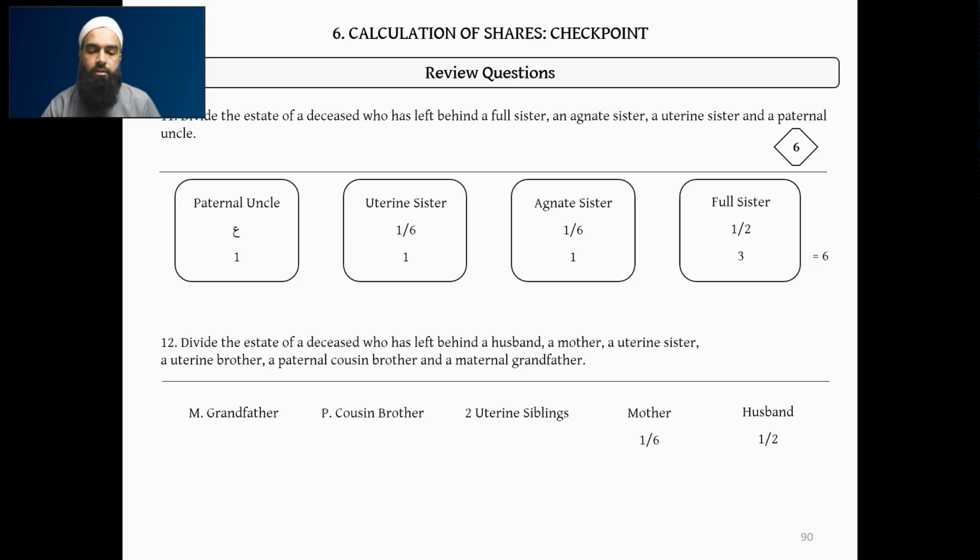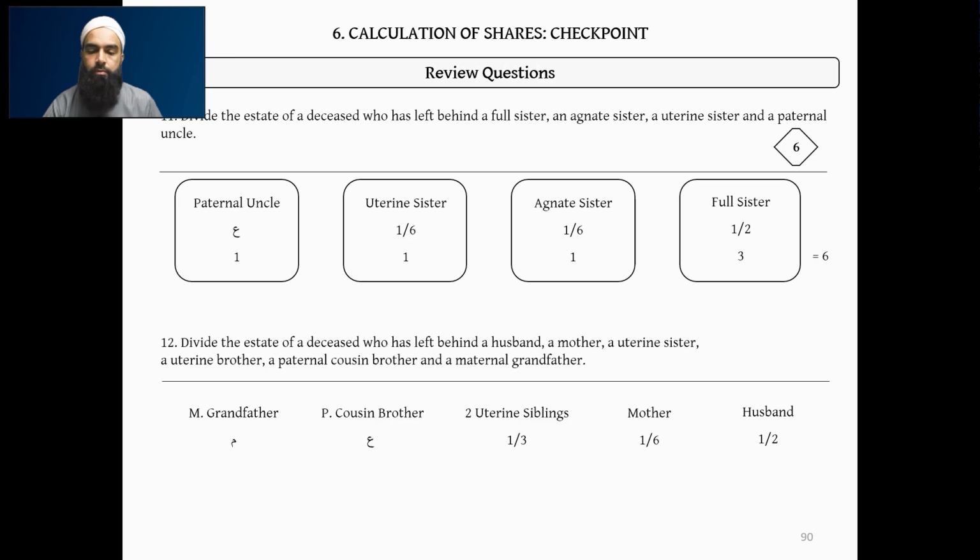The husband receives the half because there are no children. The 2 uterine siblings receive 1/3 because there are 2 of them. The paternal cousin brother will be the asaba, the agnatic shareholder. And the maternal grandfather, remember, he is not an agnatic shareholder. He is related to the deceased through a female, so he's not an agnatic shareholder. He will simply be mahjub because he would be a dhawil arham, from the people who are womb related.